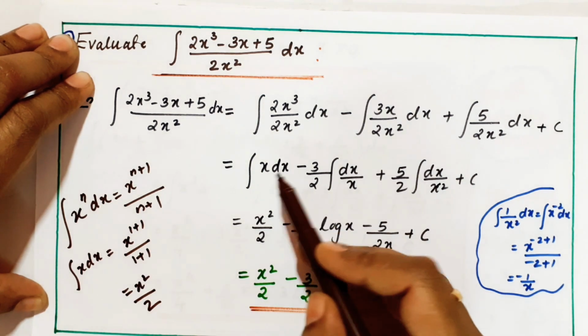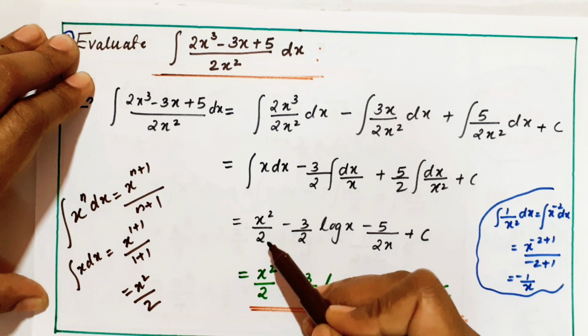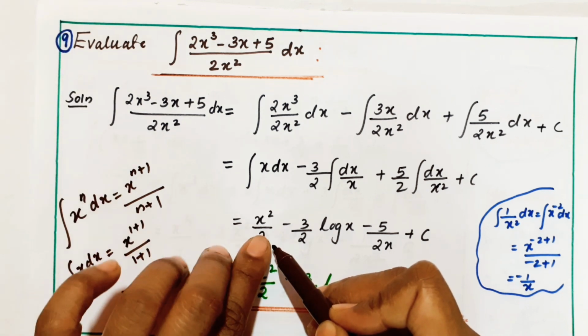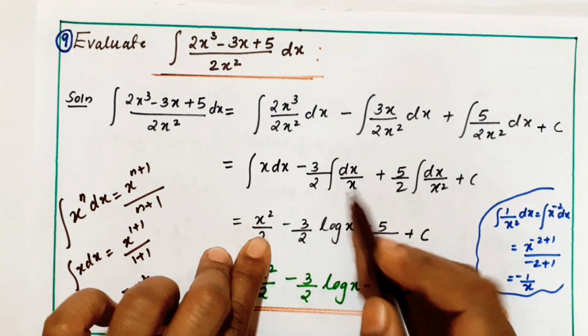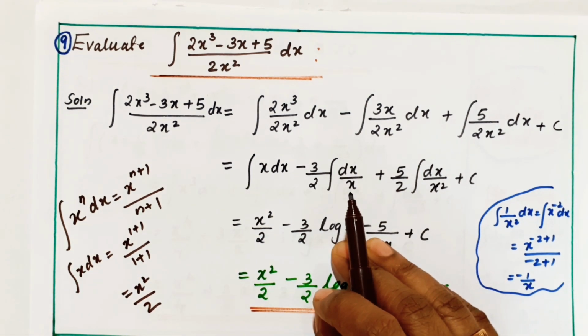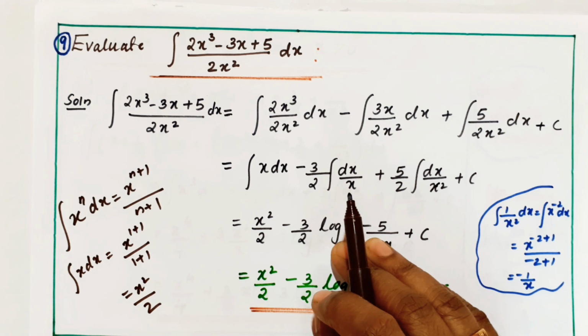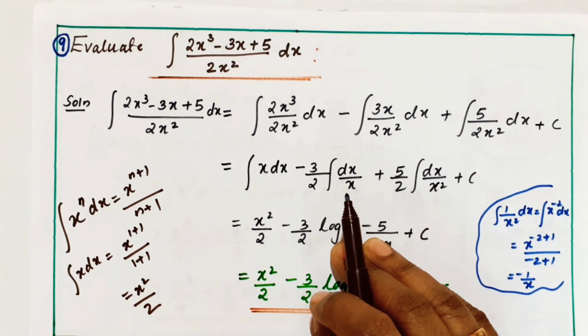So I got the answer. Integral x dx is x square by 2. Clear? Next term, minus 3 by 2 into, what is the integral of dx by x? I discussed the integral of dx by x in the previous video.